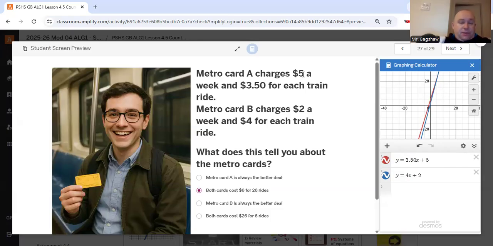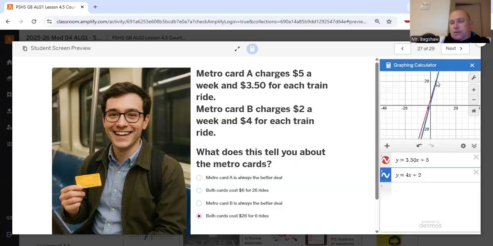For starters, if you went on just one ride, $5 plus $3.50 is going to be more than that. So actually, it's the other way around. It's this one here. $26 will get you 6 rides. And you can kind of see that. If it's $4 for each train ride, 4 times 6 is 24. Add on 2, 26.